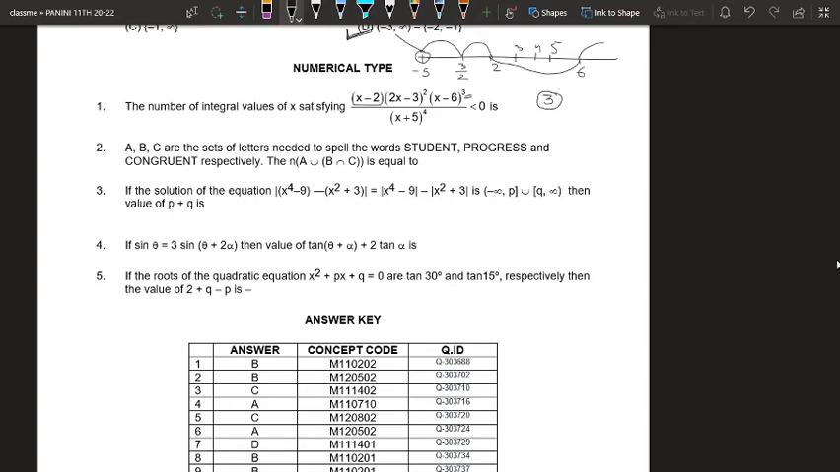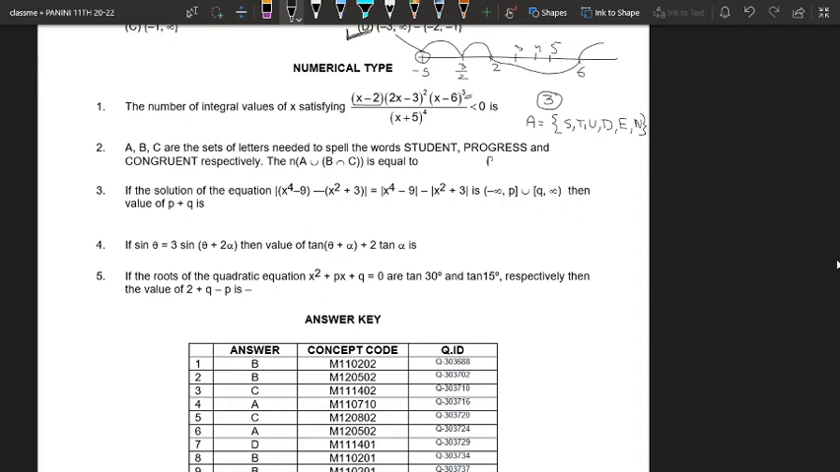Okay. Now A, B, C are the sets of letters needed to spell the words student, progress and congruent respectively. Number of elements in A union B intersection C. In a set every element is unique, so if there is any repetition, we count that element only one time. S, T, U, D, E, N, and T we have already taken. So S T U D E N.